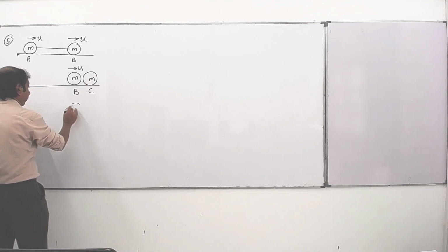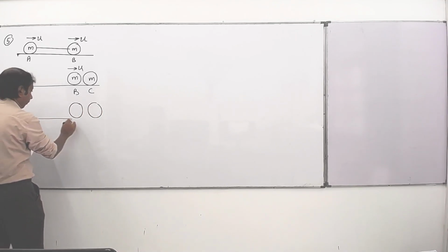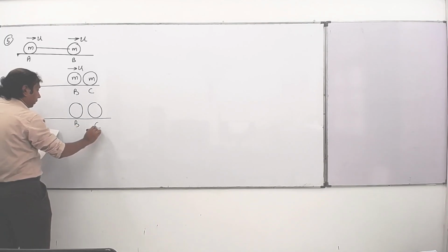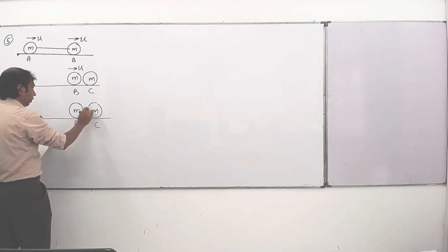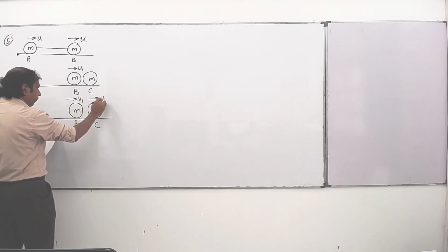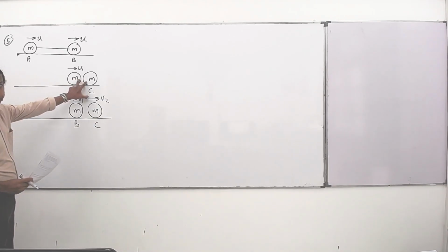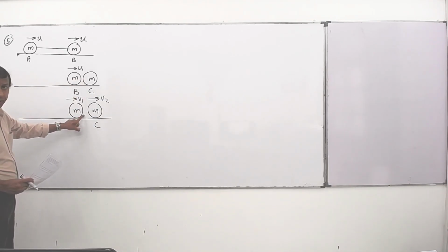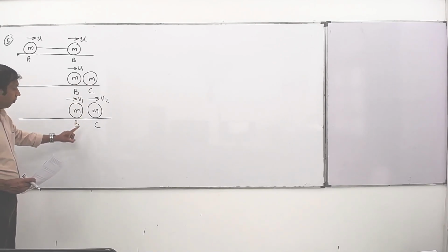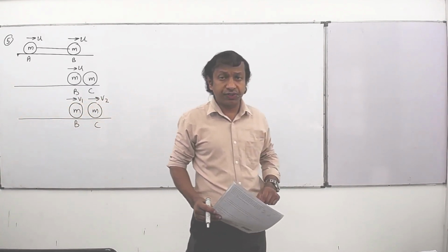So I am drawing now soon after the impact, right? The velocities of B and C. This is just before the impact. This is just after impact. For this collision, people, we can apply conservation of linear momentum and Newton's law of restitution.